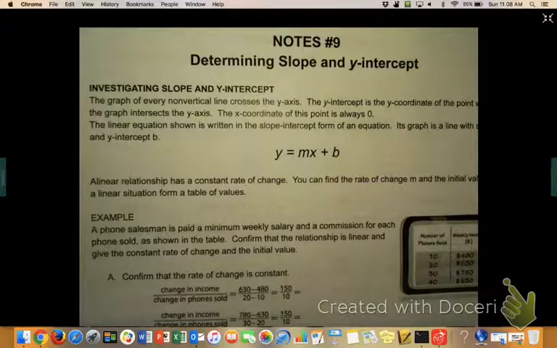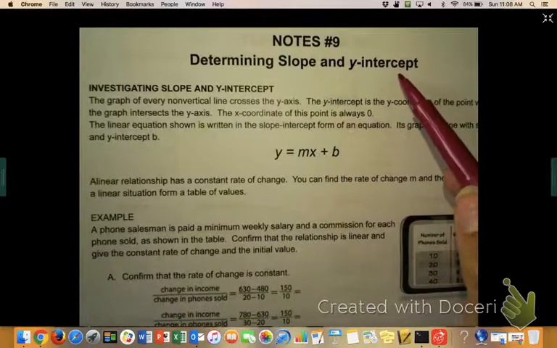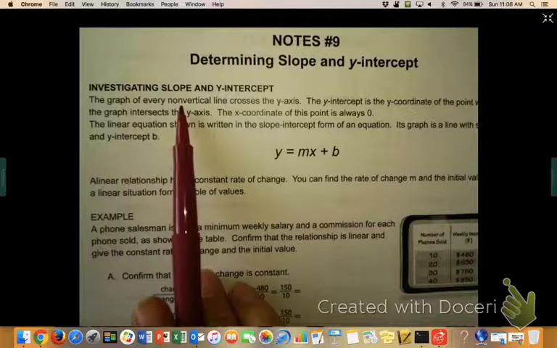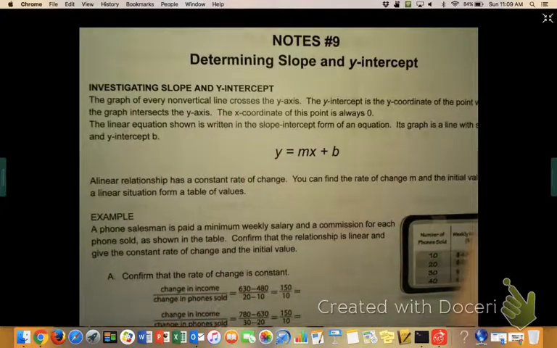Right, you guys are ready for Notes 9 now. This one is determining slope and y-intercept. Investigating slope and y-intercept. The graph of every non-vertical line crosses the y-axis. Let's think about what that means.